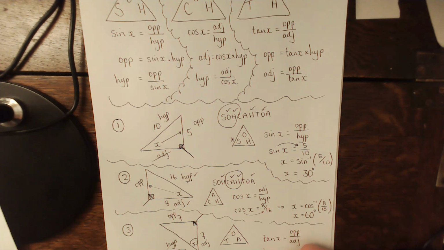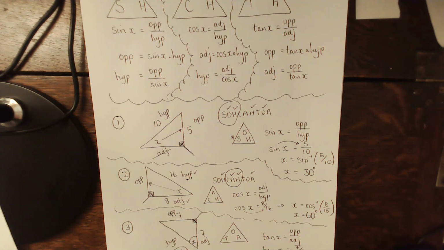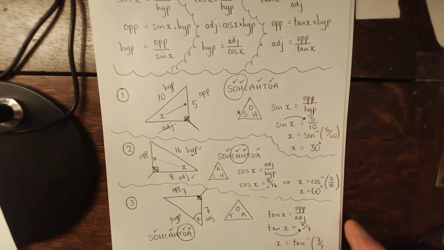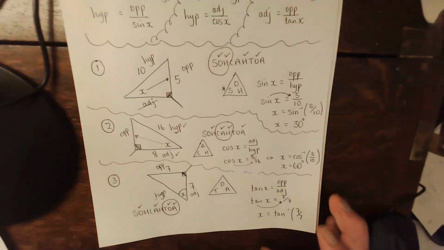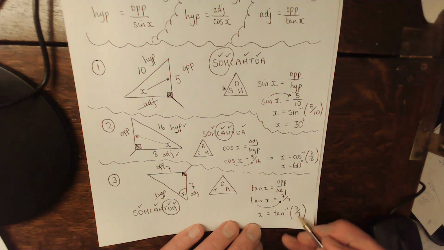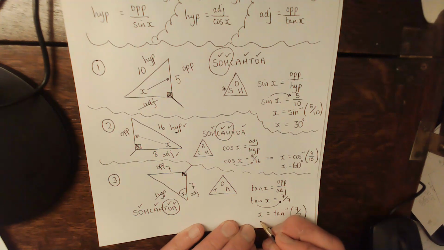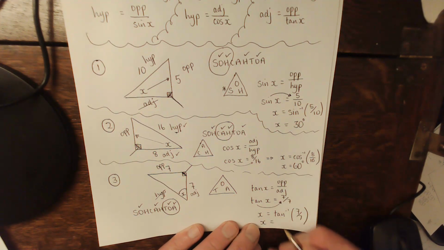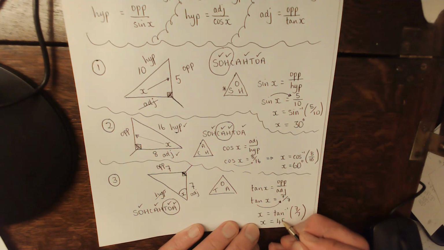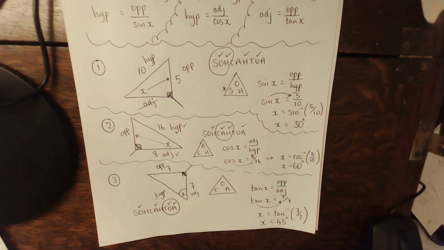So tan x, substitute in my numbers, 7 over 7. I want to move tan to the other side to get x all on its own. So I'm doing tan minus 1, 7 over 7. Oops! I didn't realise my video was hiding there. How silly. Apologies. Tan minus 1 of 7 over 7. And if you put that into your calculator, you'll get an angle of 45 degrees.